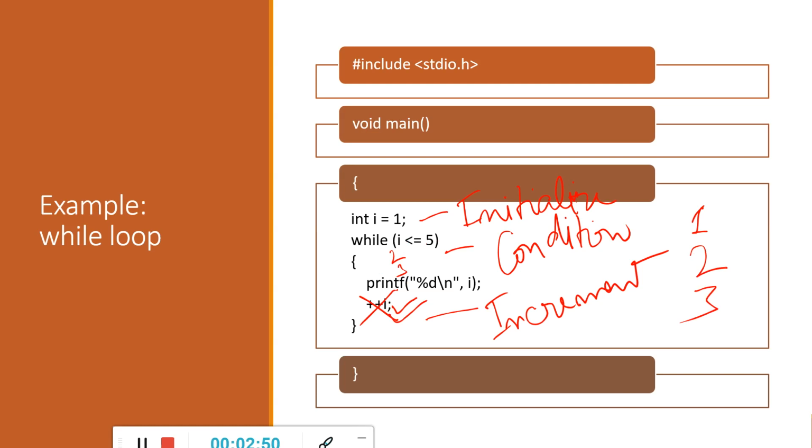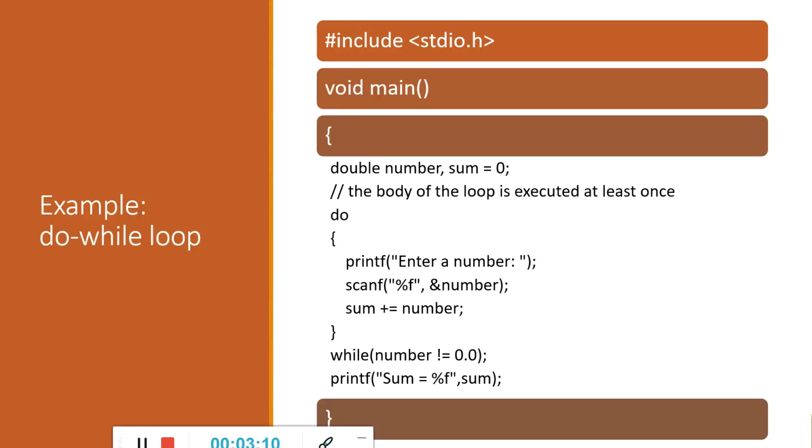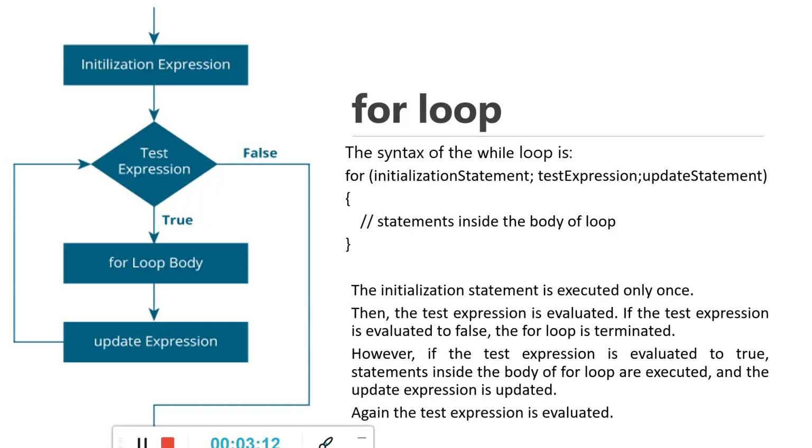So we need 3 things to run a loop: first is initialization, then condition, and increment. So what does the for loop do? In the while loop we did these things in 3 lines. But in the for loop, all of this is combined in just one line. So this is the for loop.